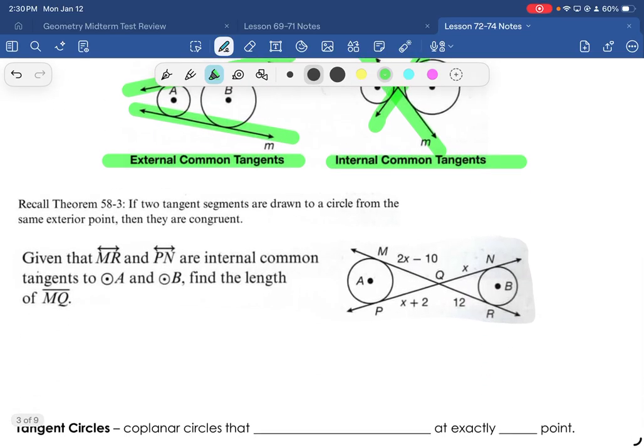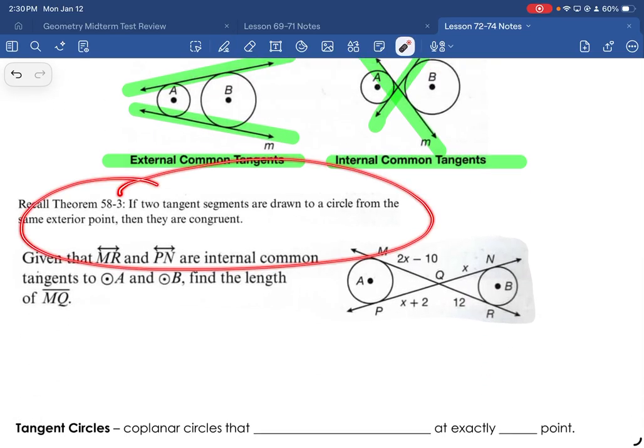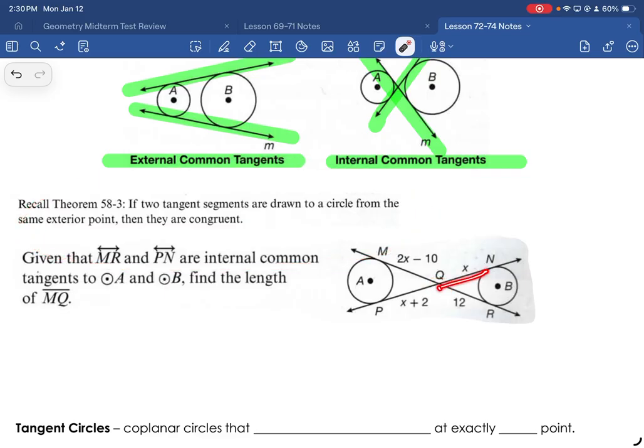Okay, let's look at this theorem down here where it says if 2 tangent segments are drawn to a circle from the same exterior point, then they are congruent. Do you see this exterior point right here? That's what they're talking about. So they're saying, watch here, that this is congruent to this, and this is congruent to this. So right away, can you tell me what x equals? 12. So over here where it says find the length of MQ, all I have to do is put the value of x, which y'all told me is 12, right here.